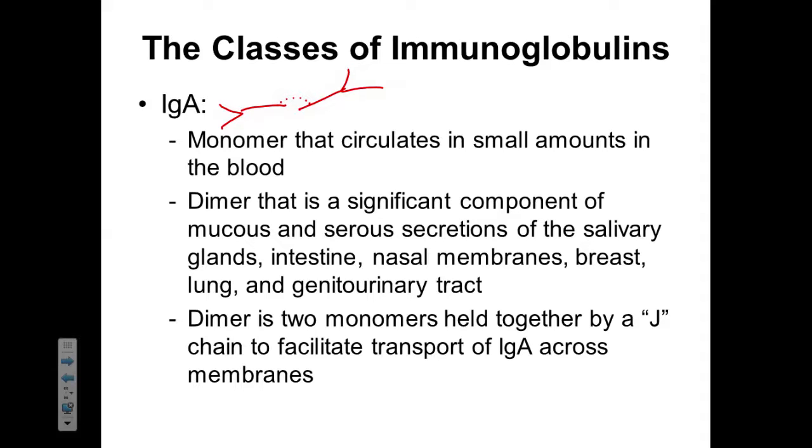And IgA is present in very high concentrations in the mucus secretions and in saliva and in breast milk. This dimer is 2 monomers held together by a J chain to facilitate the transport of IgA across membranes. This J chain that holds them together is hydrophobic in nature, which helps to aid in the transport of that antibody across a membrane.